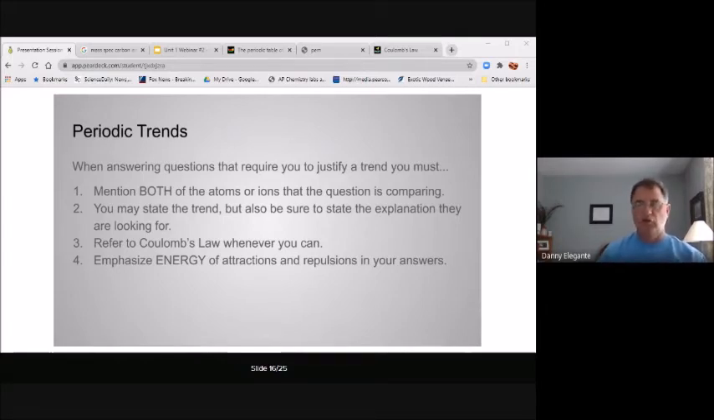We're going to refer to Coulomb's law as much as possible, and we're going to talk about the energy or forces of attraction and repulsion. So just like y'all did before, you were talking about how it has more protons, and the protons have a greater force of attraction for those electrons. So you're always trying to use those words as you go.